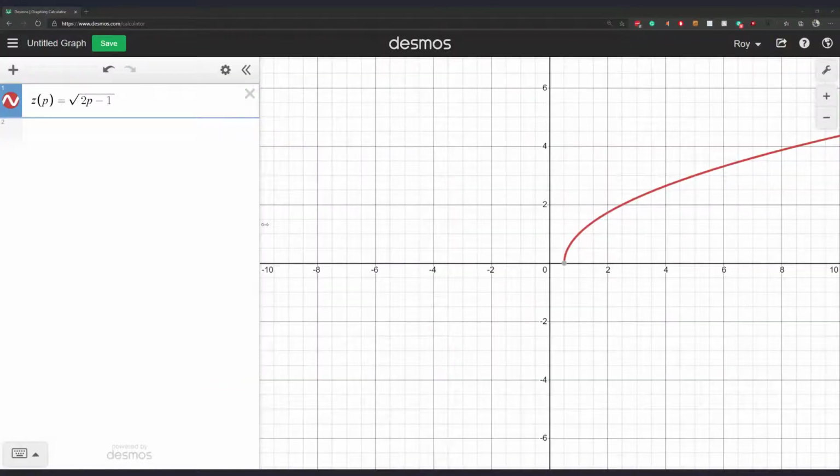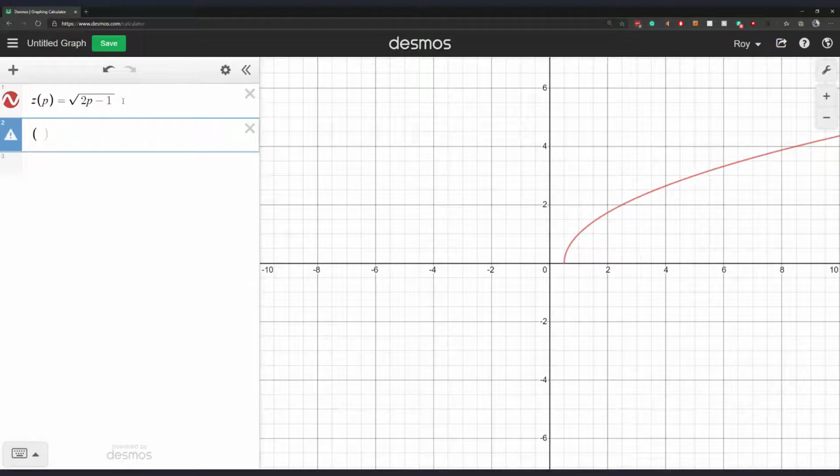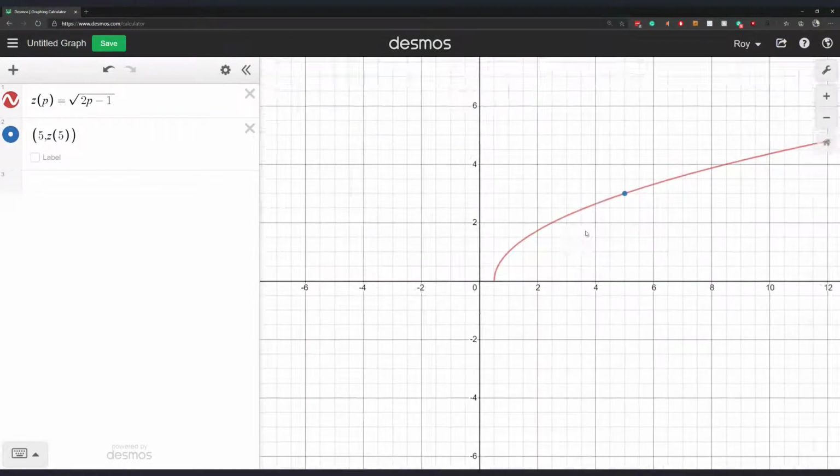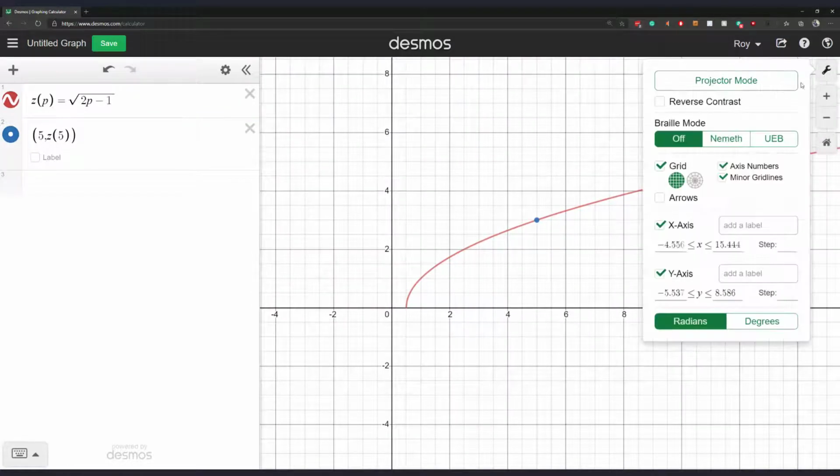All right, here we are in Desmos to visualize that difference quotient. And I already have set in there z of p is equal to the square root of 2p minus 1. Remember, we're interested in our anchor point being 5 comma z of 5. You can actually do this in Desmos very easily. Just type in parenthesis 5 comma z of 5. Obviously, you can calculate z of 5 very easily. That would be square root of 9, which is 3. However, you can see that also Desmos can compute it pretty easily itself.